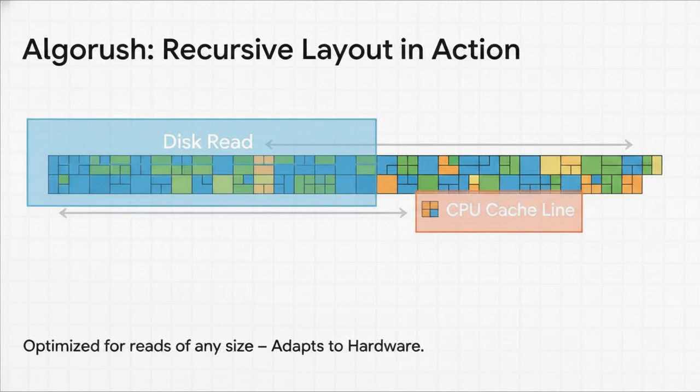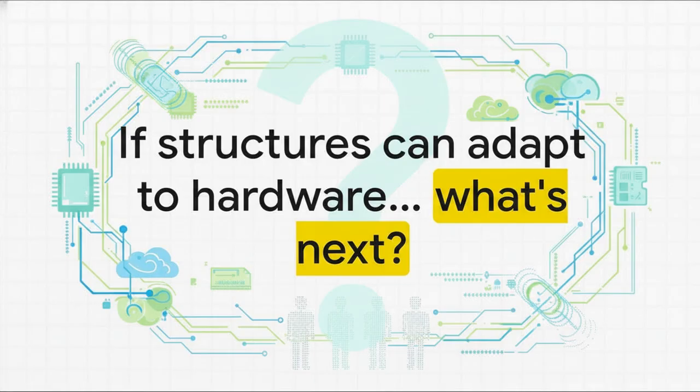So when a disk reads a big block of data, it just happens to grab a big, useful piece of the tree. When the CPU cache pulls in a much smaller line of data, it grabs a smaller but still totally coherent piece of a subtree. It works automatically no matter what the block size is. The structure adapts to the hardware, not the other way around.